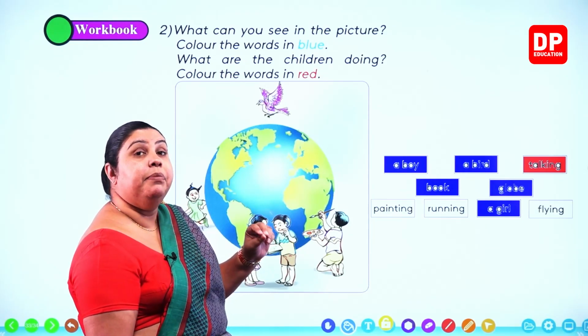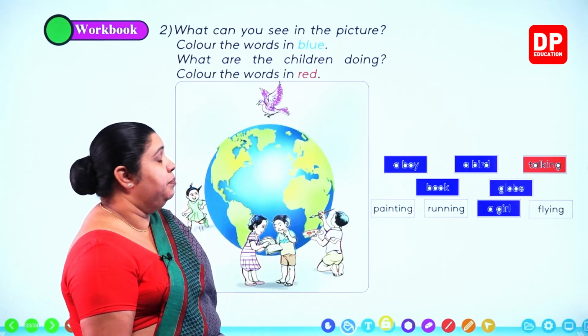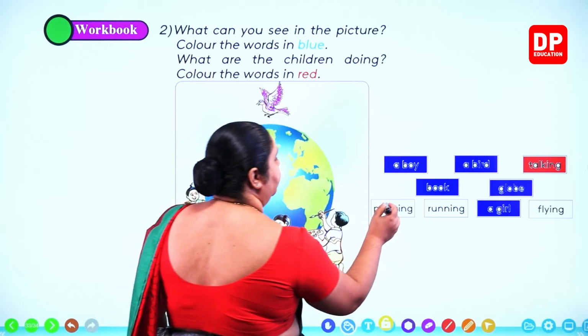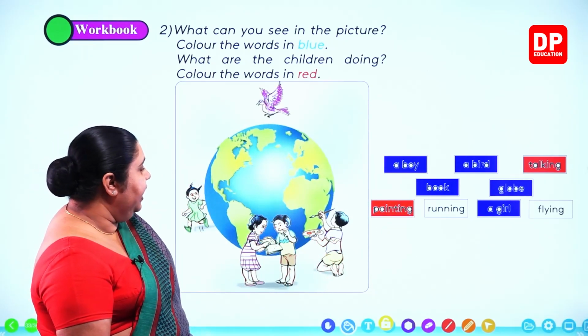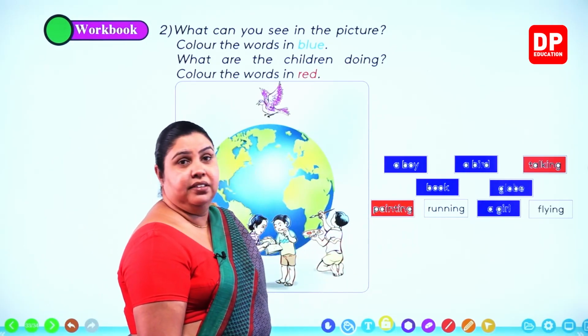Can you see? This boy is painting. So we have to color that box in red. Then the next word is running.